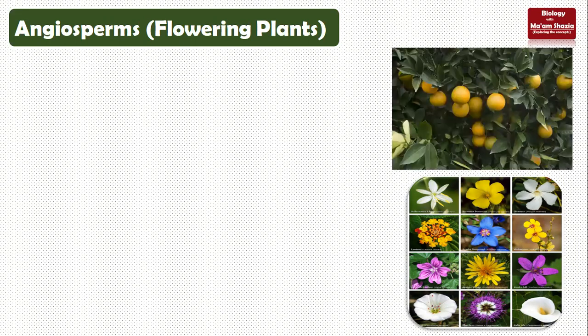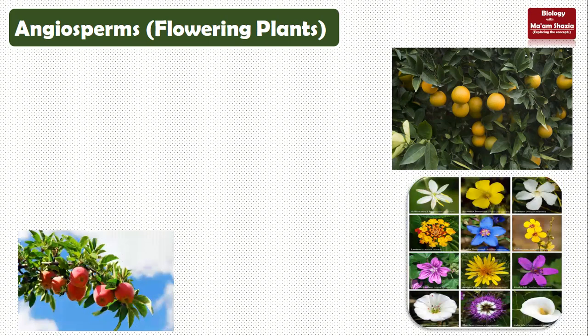Secondly, they have fruits as well, right? You can see in the image above the oranges, which means they have fruits, and all of the seeds are present inside the fruit. That's why the word angiosperms basically means enclosed seed plants. Seeds are found inside the fruit or inside the ovary. Gymnosperms are also seeded plants, but their seeds are not enclosed inside a fruit.